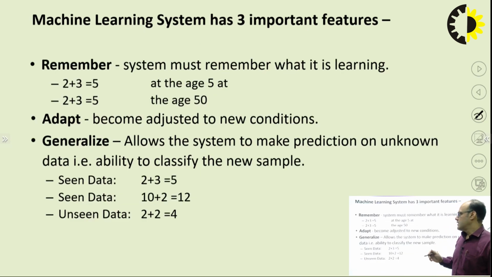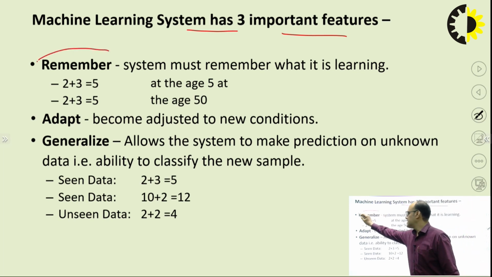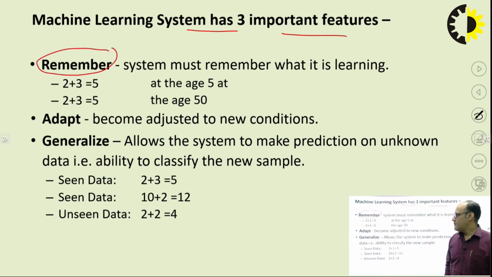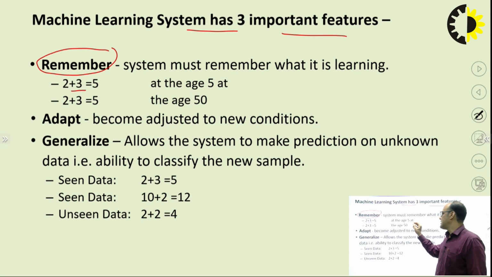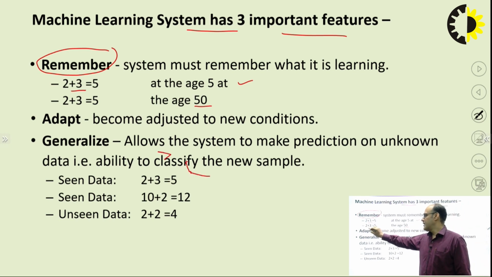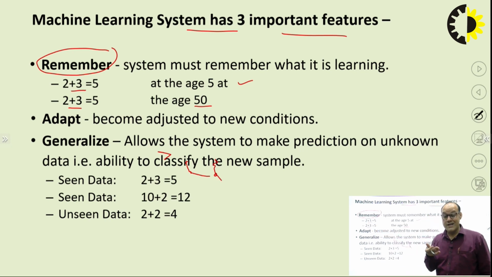For a machine learning system, the first important feature is to remember. A system must remember what it is learning. For example, 2 plus 3 is equal to 5 learned at the age of 5 will remain remembered when a person is at the age of 50 also. So when he adds 2 plus 3 on the basis of the knowledge he gained at school level, at the age of 50, what will be the answer?